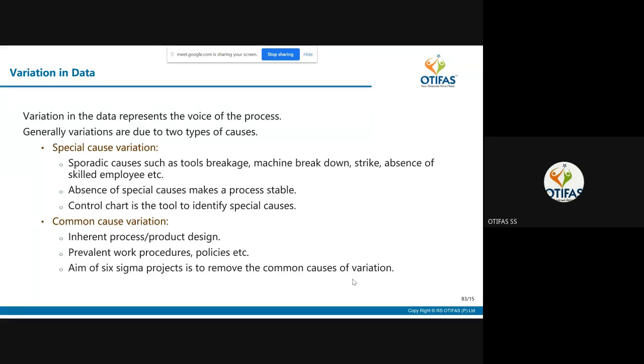Today, tool breakage: you repair the tool and fit it back. Machine breakdown: you repair the machine and fit it back. The problem is solved. But these kinds of problems are not for Six Sigma. In Six Sigma, we are looking for chronic problems. What are the problems that are regularly happening and unnoticed? Understood? So these are the two kinds of causes of variation, special and common causes. Problem solving is for the common causes. Here we don't require problem solving, it is just firefighting.